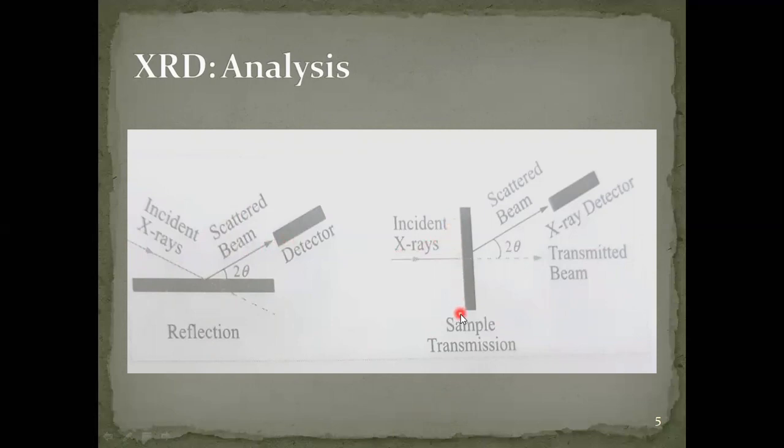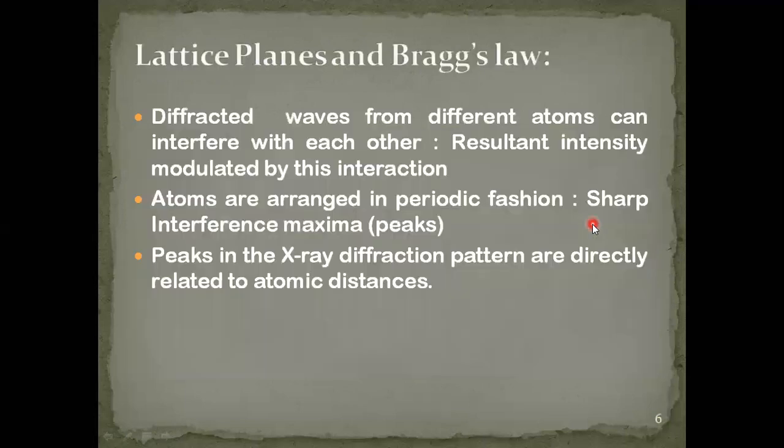Similarly, this is called transmission, and this is reflection. See, it is going, hitting, and maximum is scattered. So here, incident X-rays are coming, hitting the target, and then the scattered beam is there, but this is a transmitted beam. See, there is a difference here. So this is reflection and this is what we call sample transmission. This is the detector which detects the X-rays, right? We'll get back to this later.